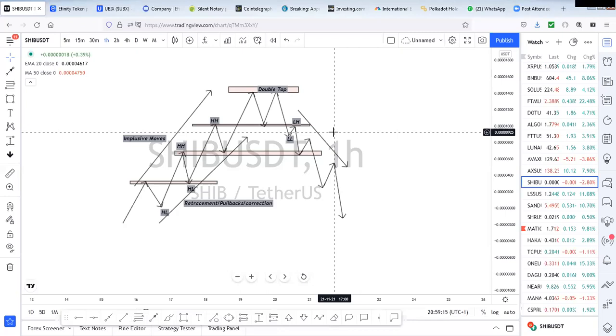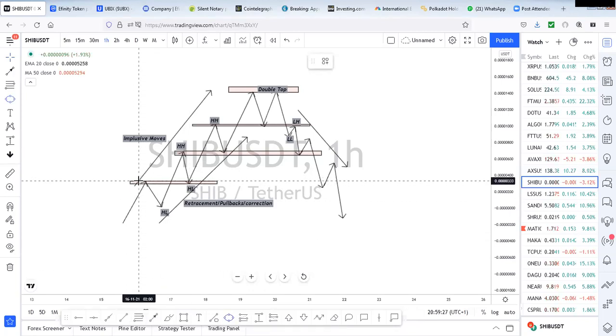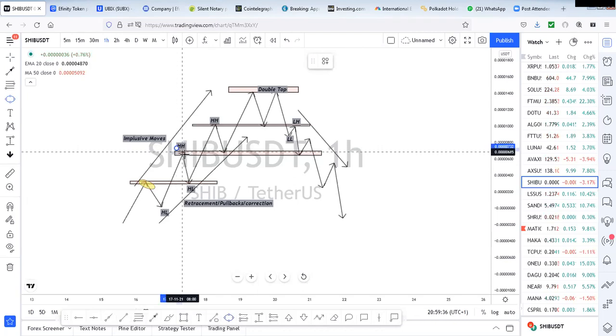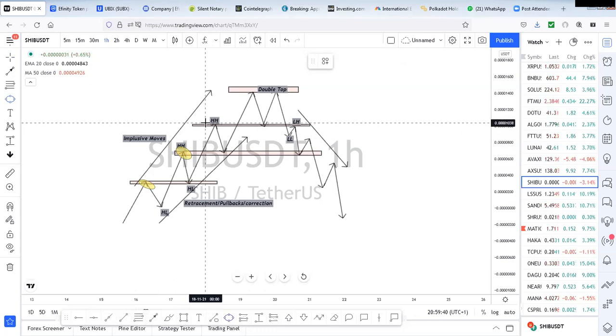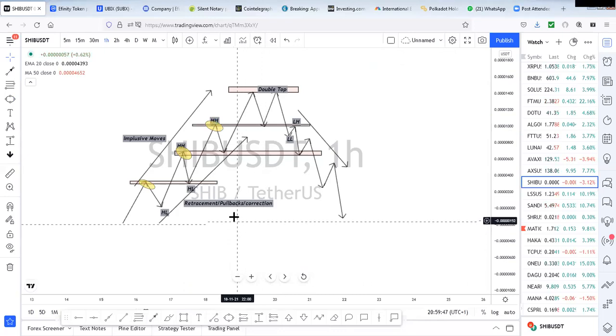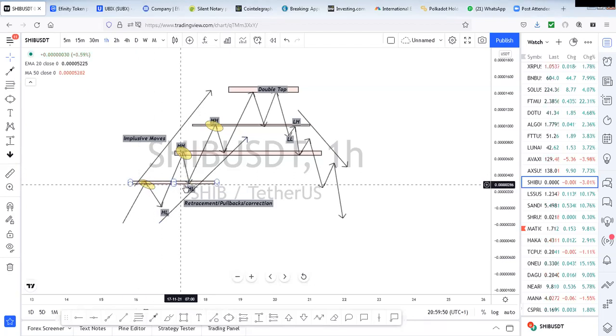So in trending markets, support and resistance are formed from the swing points. This is a swing point. This is a swing point. This is a swing point. This is a swing point. Are you following?